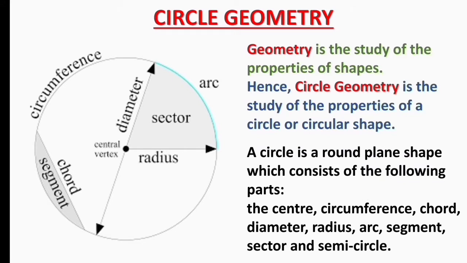A circle is a round plane shape which consists of the following parts. A circle has the center, circumference, chord, diameter, radius, arc, segment, sector, and semicircle. Let's learn more about circle geometry.